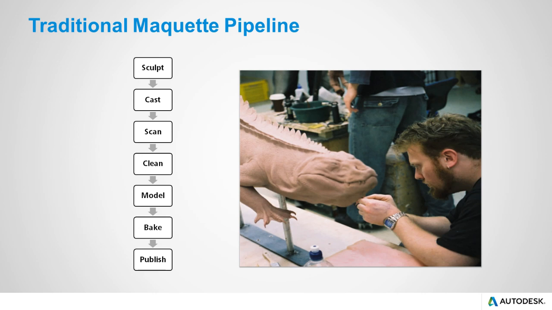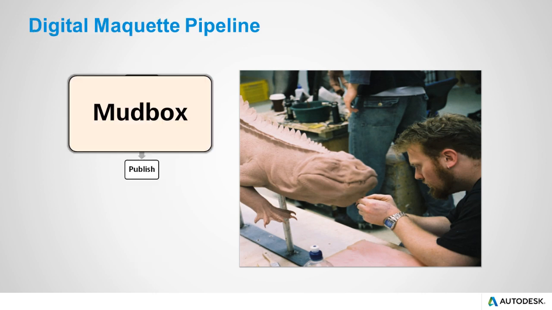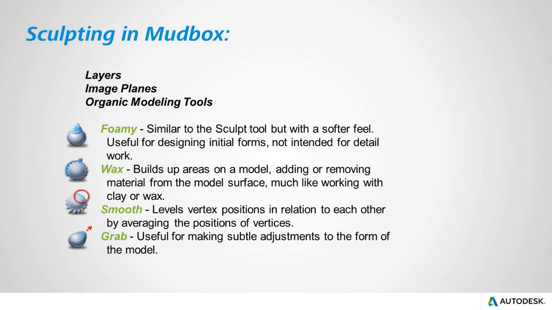Here's a traditional clay pipeline where you have this process of sculpting, casting, scanning, cleaning, building the model, baking, and publishing the model. In Mudbox, our goal here is to have a model that we've sculpted up and then be able to use retopology tools and publish that asset back to whatever package you're working with for your rigging, for example. So in sculpting in Mudbox, typically for organic tools, we're going to be looking at foamy, wax, smooth, and grab.